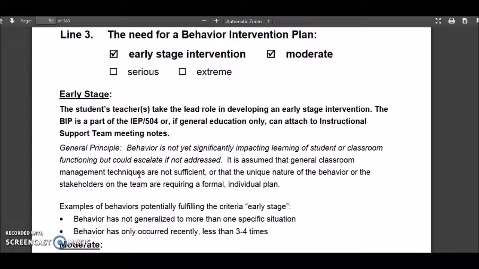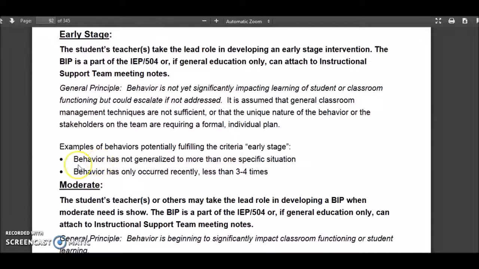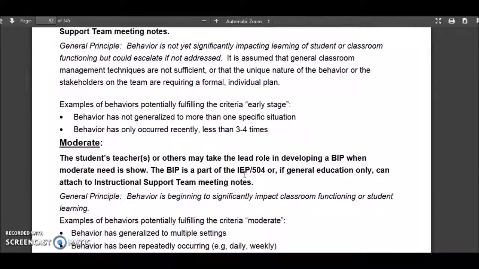But assuming that the general techniques are not working and there is a possibility that the behavior would escalate, then a behavior intervention plan could be developed. The two examples for an early stage phase would be a behavior that is not generalized to more than one situation. So a behavior that only happens in a specific situation, or if the behavior just started to show recently, so it didn't happen more than 3 to 4 times, but the team feels that there is a possibility for the behavior to escalate. Let's look at the moderate phase.